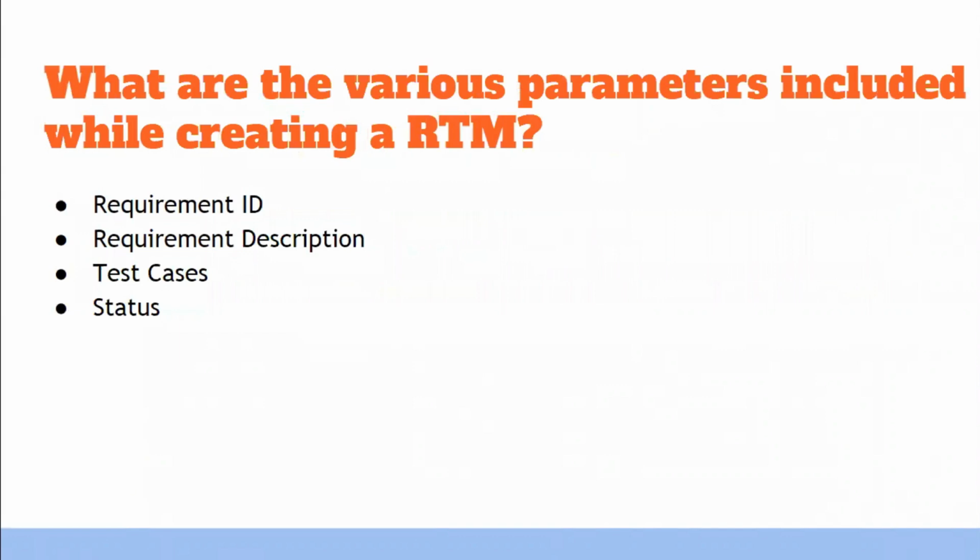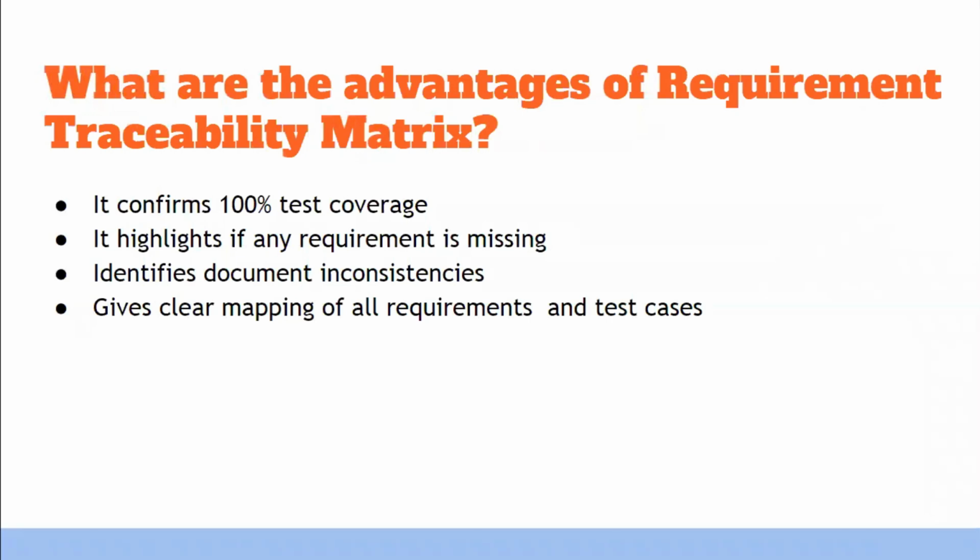So the parameters are: you need a requirement ID, the requirement description, test case ID, test case name, and the status, like we see in here. What are the advantages of this RTM? It gives you final confirmation that 100% test coverage is done.